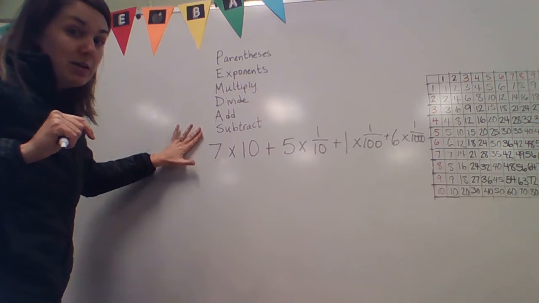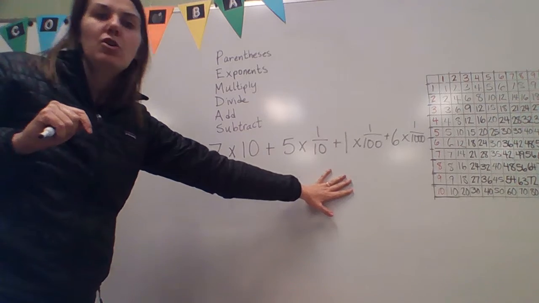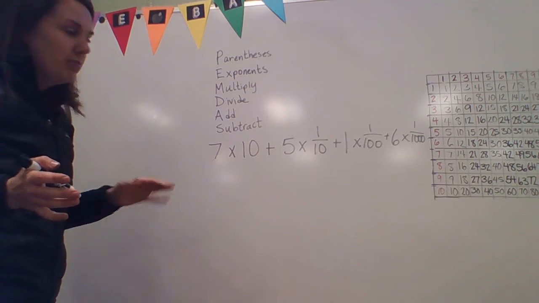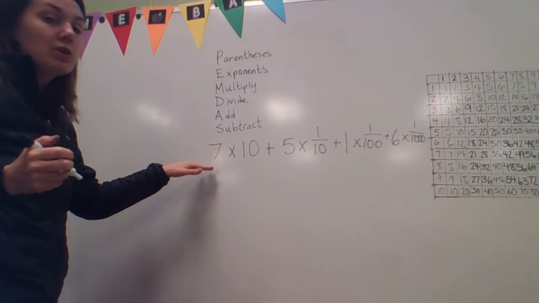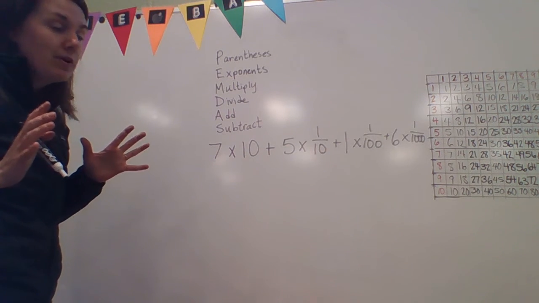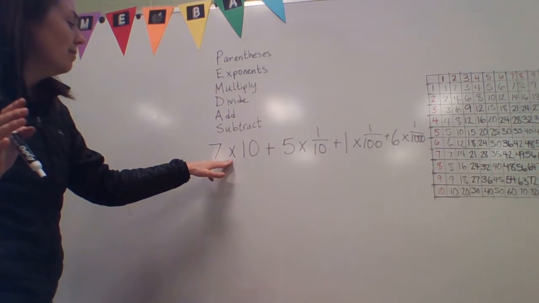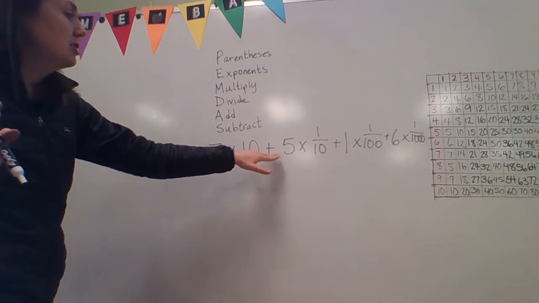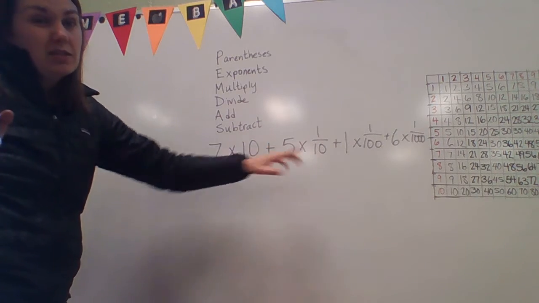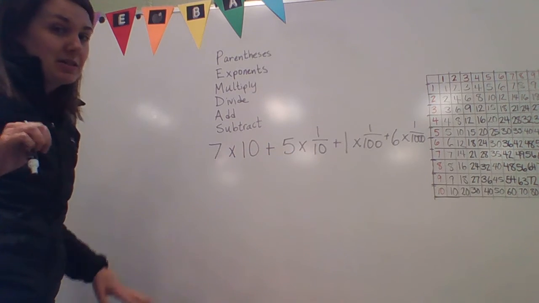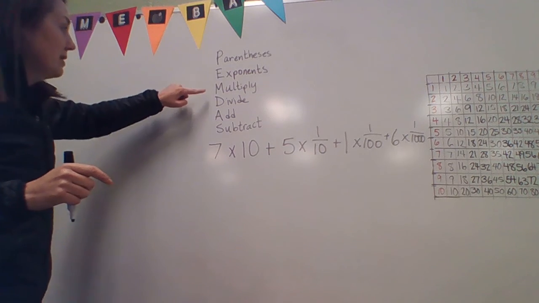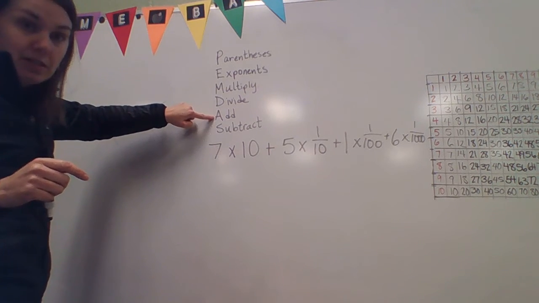So let's go ahead and think about PEMDAS as we're looking at this super long and involved problem. I'm going to first pick out my multiplication parts, and I'm going to multiply first. I notice that my operations are multiplication, addition, and division, or fractions. So we might just want to leave those as fractions and not divide. But I know that I'm going to multiply first before I add because that's what PEMDAS tells me to do.